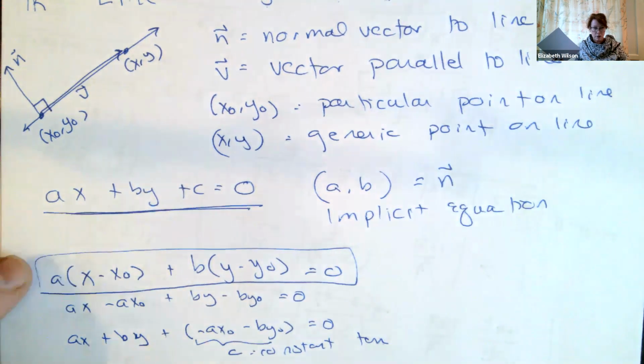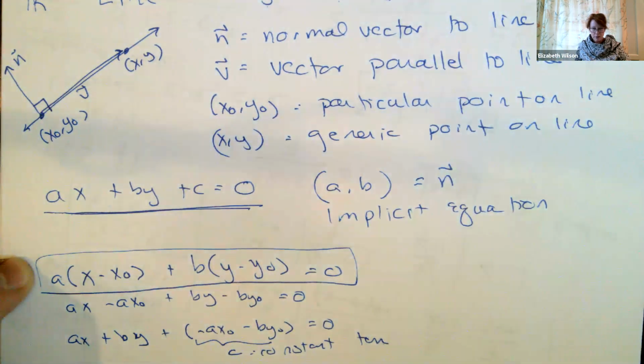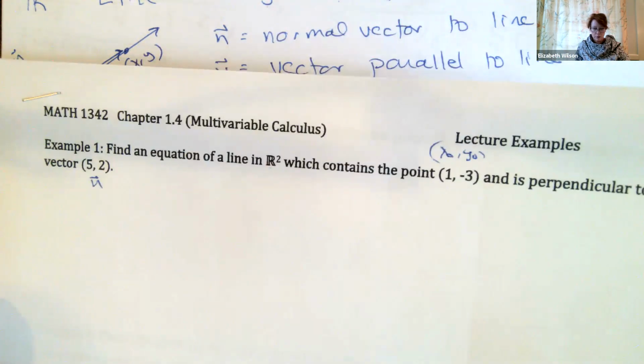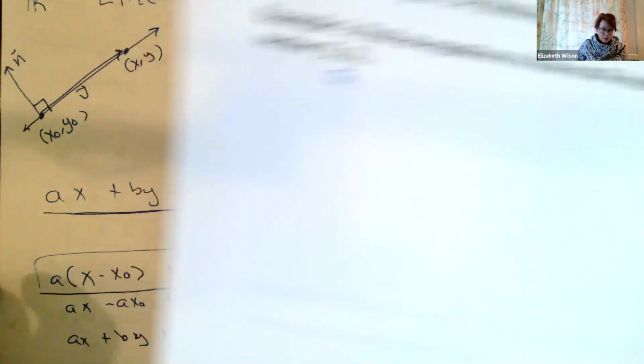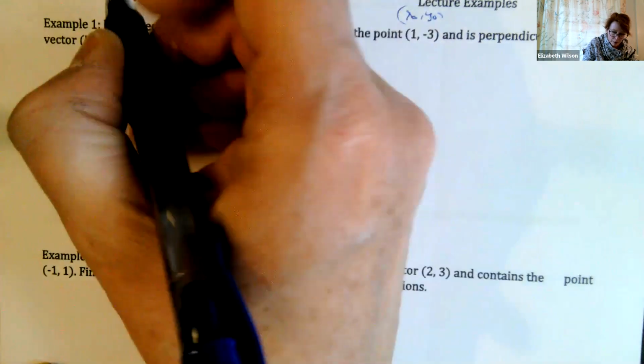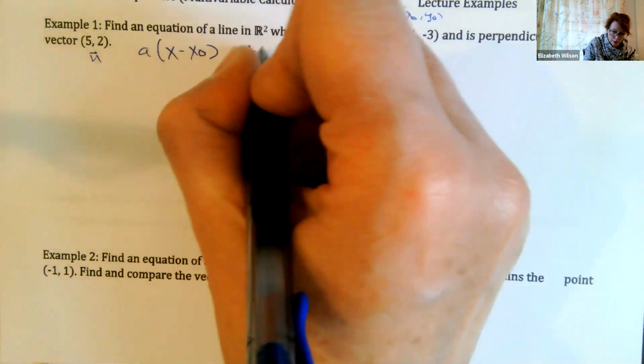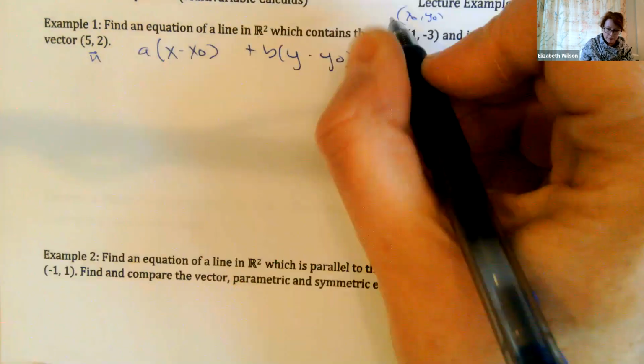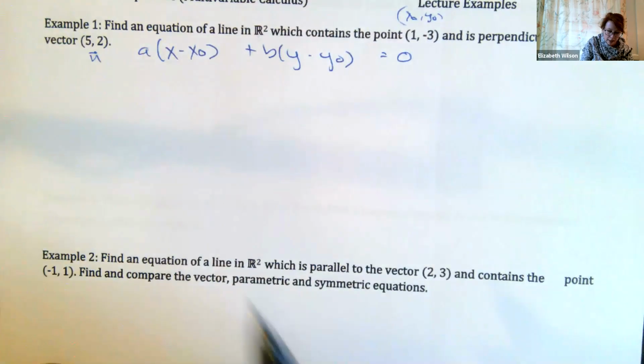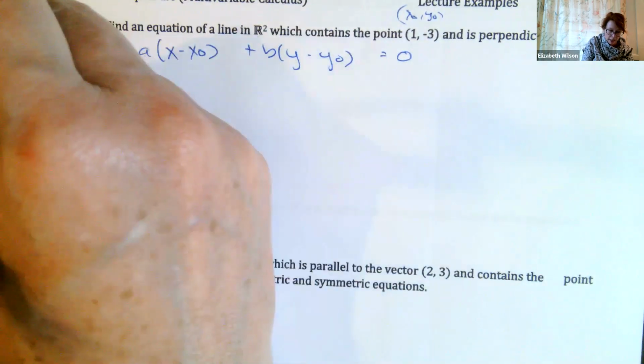Okay, so we're going to use this equation here to help us answer question number 1. So I'm going to rewrite this down over here: a(x minus x naught) plus b(y minus y naught) equals 0, where n equals (a, b).